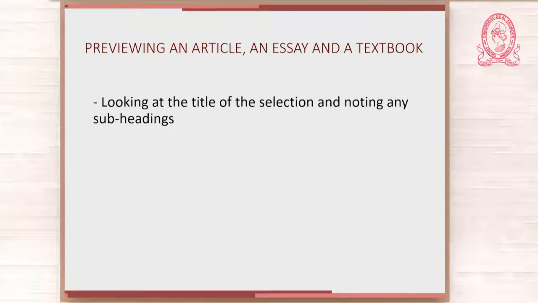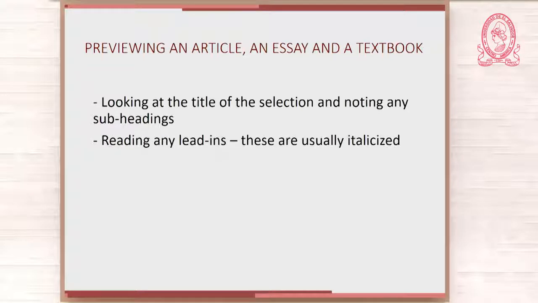On their website, the University of Texas at El Paso suggests that there are 3 parts in which we can divide our previewing reading technique. Let's take a look at the first part. In the first part, you have to look at the title of the selection that you are about to read, and you have to pay close attention to any subheadings. Then you have to read any lead-ins. They are usually italicized. After that, you have to skim the first and the last paragraphs.